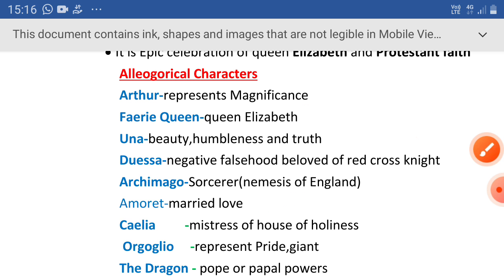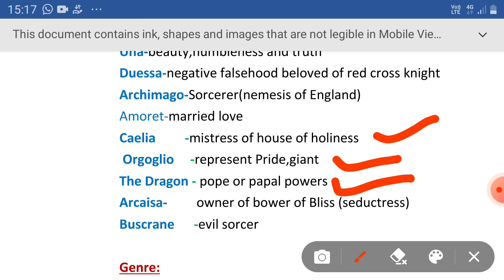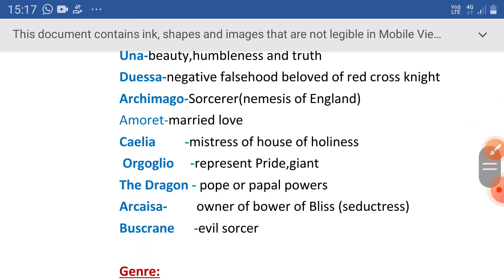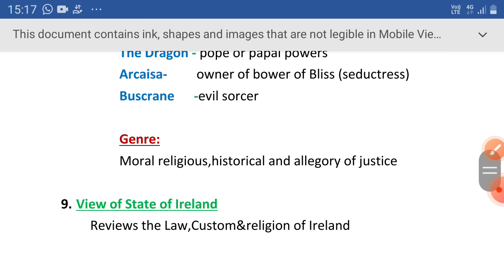Amoret, married love of Una. And Celia is a mistress of the house of holiness. Orgoglio represents pride and giant. Dragon represents pope and papal power. Acrasia represents honor of the bower of bliss, and Busirane represents evil sorcerer. So these are the allegorical characters which are important to remember. There are many characters in this work, but these are some important characters to remember.